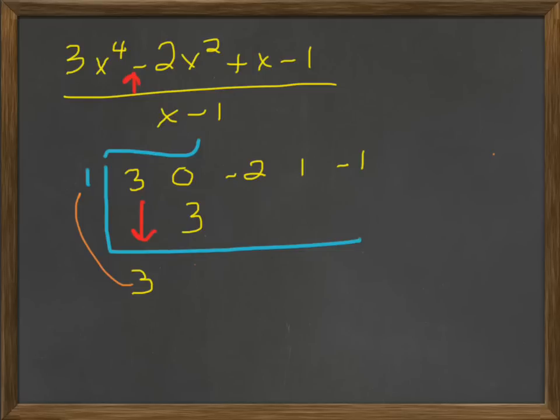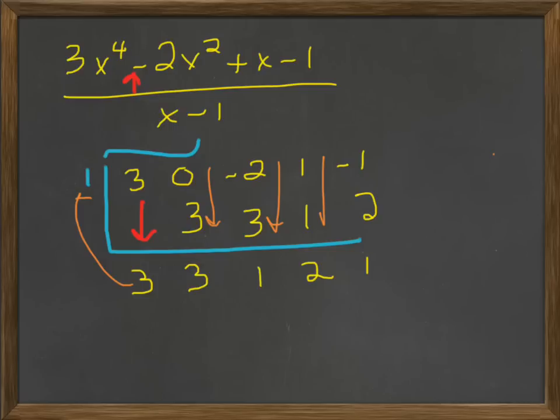So we bring down our 3, and then we multiply our 3 times 1 and bring it under the next term. We add down, so we get 0 plus 3 is 3. Then we multiply that 3 again by the 1, and we get 3. We add down, we get +1. 1 times 1 gives us 1. Add down, we get 2. Add down, and we multiply the 2 times the 1, and that gives us +1.